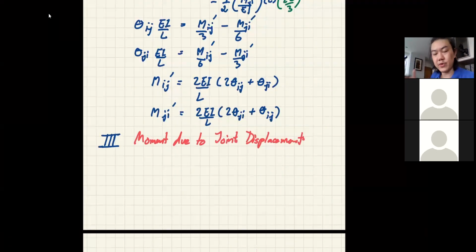Because your two joints can displace, and when the displacement occurs between the two joints, it's going to cause another moment. So that will be the third one. And when we combine these three groups of moments together, in the end we are going to have what we call the slope deflection equation.